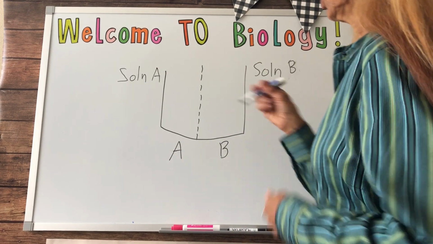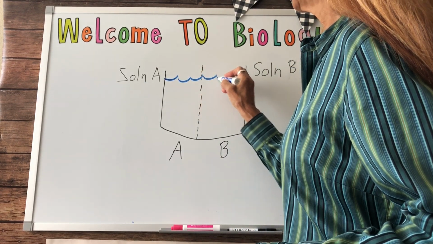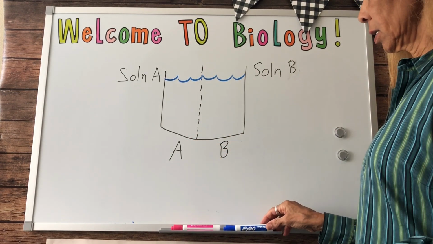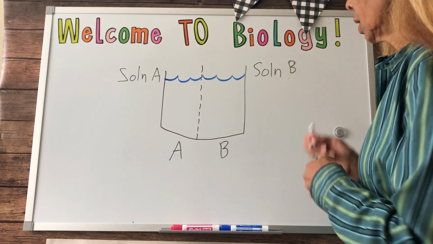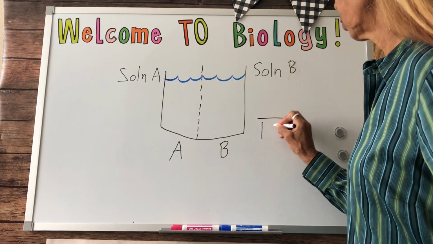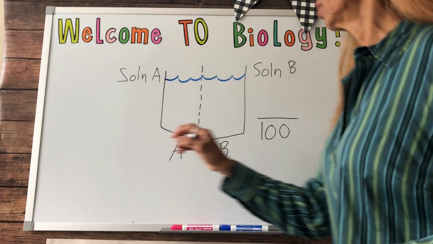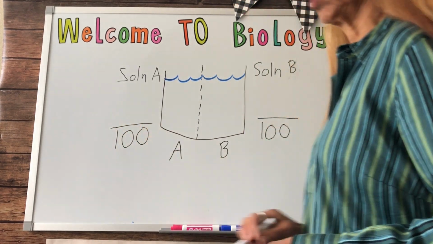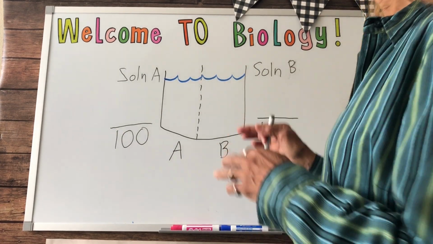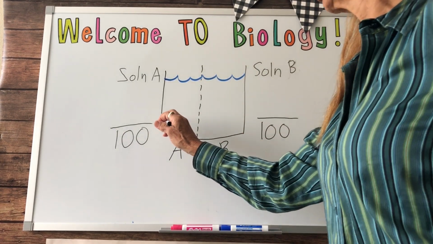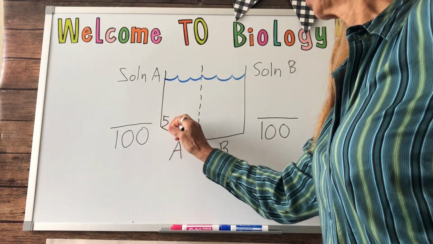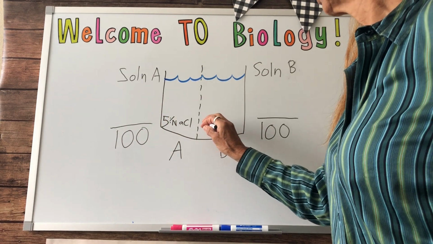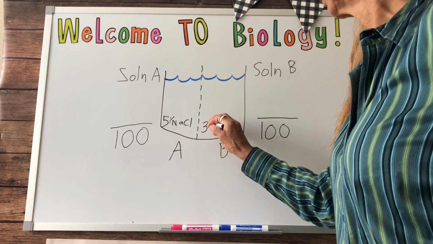So we're going to put some solutions in here. There's going to be two separate solutions, and we're going to see what kind of molecules pass to either side. Now, since our concentrations are usually reported in percentages, like 5% sodium chloride or 5% glucose, we're going to put something down here representing 100%. So on one side, let's pretend we have a solution that is 5% sodium chloride. And on this side, we have a solution that's 3% sodium chloride.